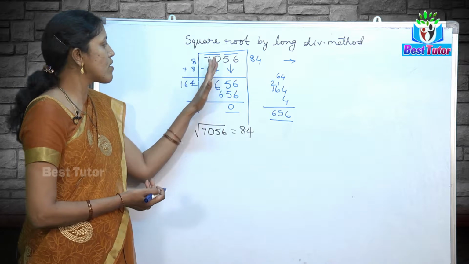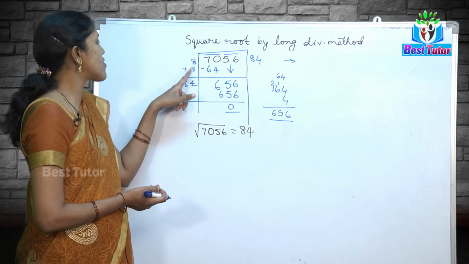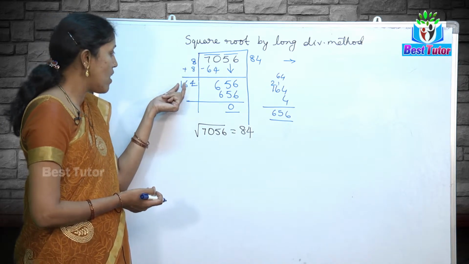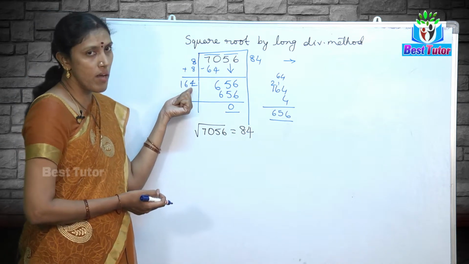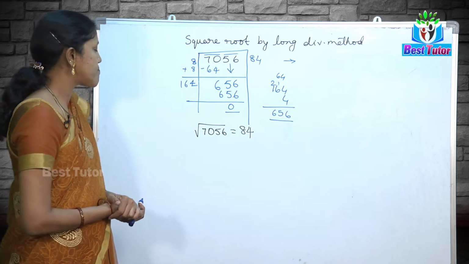Then towards the right side of the line we need to subtract. 70 minus 64 is 6. Towards the left side of the line we need to add the same digit. So, 8 plus 8 is 16. I left the ones digit empty. I am free to put any digit here, provided I multiply with the same digit over there.